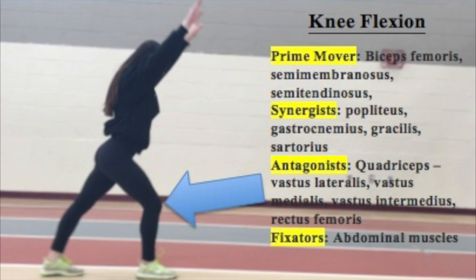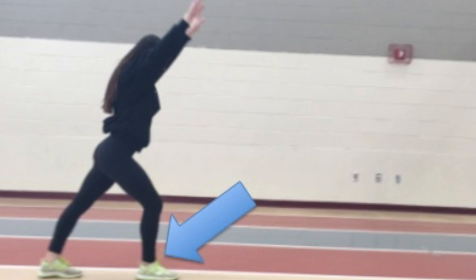Right knee in flexion. Knee flexion. Prime mover, biceps femoris, semimembranosus, semitendinosus. Synergist, popliteus, gastrocnemius, gracilis, sartorius. Antagonist, quadriceps, vastus lateralis, vastus medialis, vastus intermedius, rectus femoris. The ankle is in neutral position at 90 degrees.